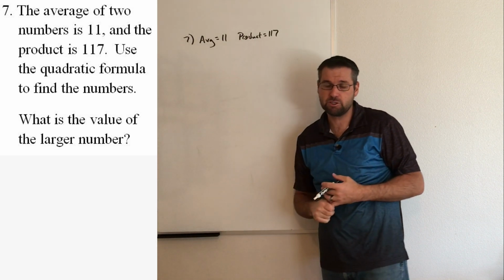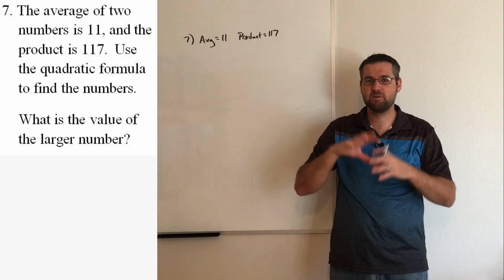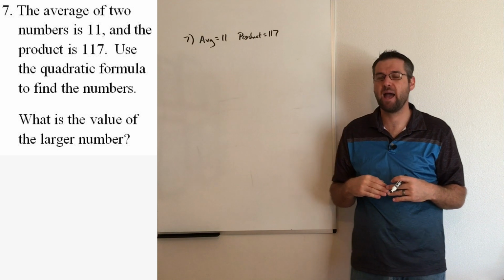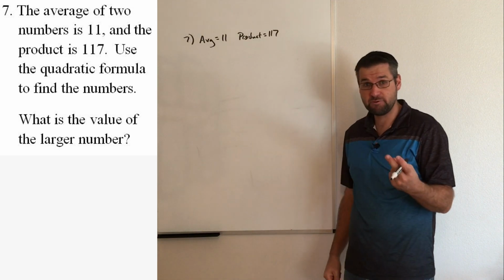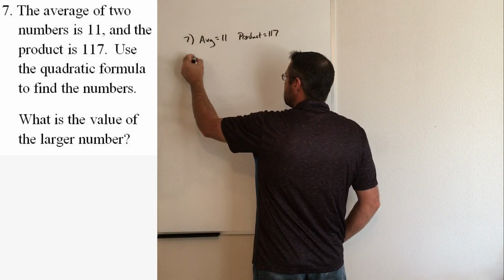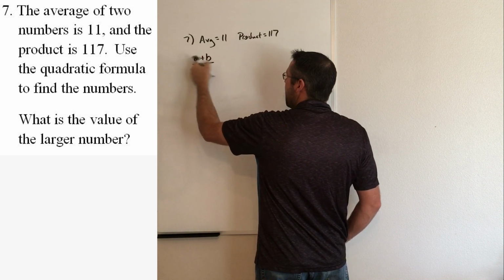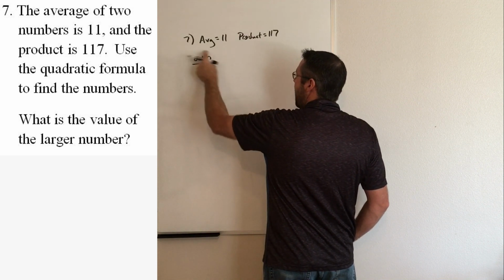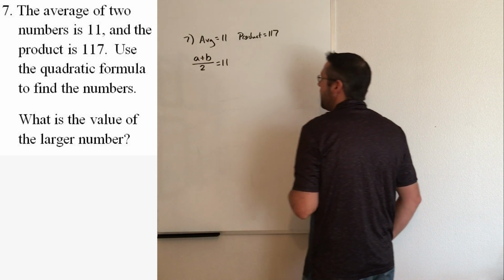Well, remember, how do you find average? Another word for average is mean. You add up the terms and you divide it by how many terms you have. Because we're just looking for the average of two numbers, we only have two numbers. So how do I take the average? I add up the two numbers. I'm going to call them A and B. So I'm going to add A plus B, and I'm going to divide it by how many I have. I have two numbers. So the average is equal to 11. Add up the numbers, divide by how many you have.